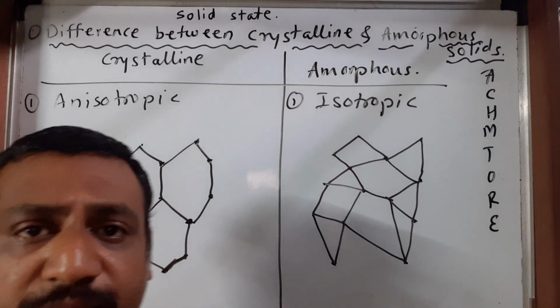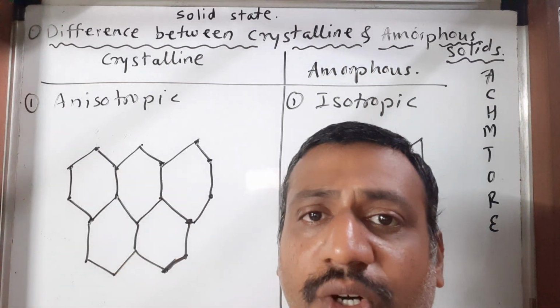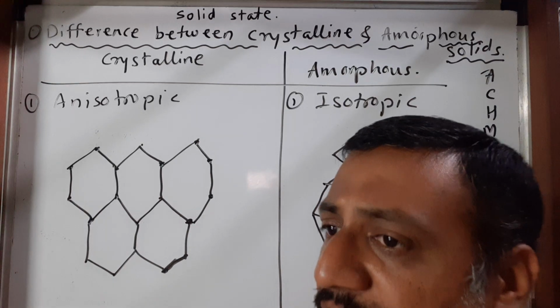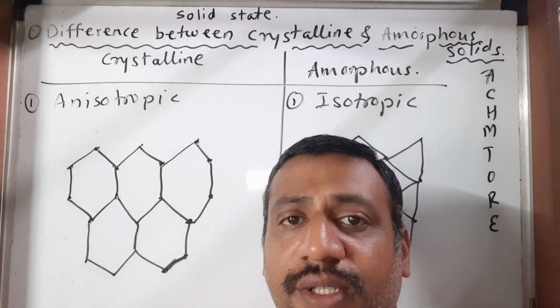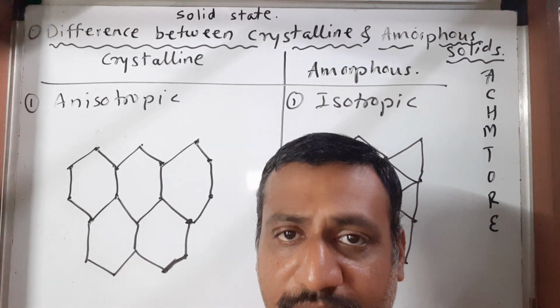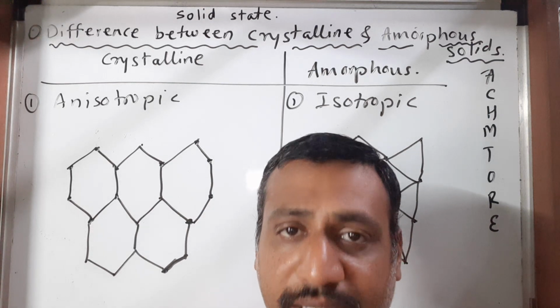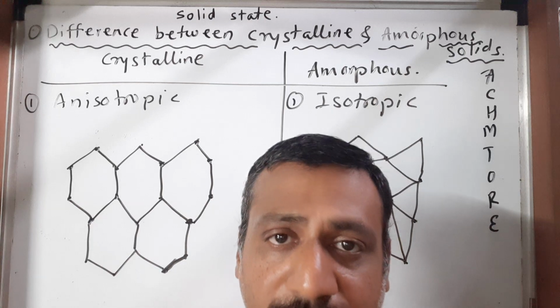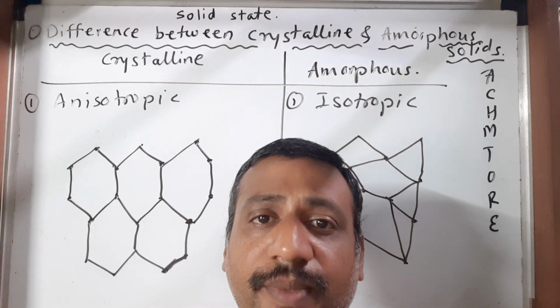Now here, anisotropy. Anisotropy means what? The ability of the crystalline solid to show different values for certain physical properties when measured in different directions. For example, electrical conductivity, thermal conductivity, dielectric constant, dipole moment.